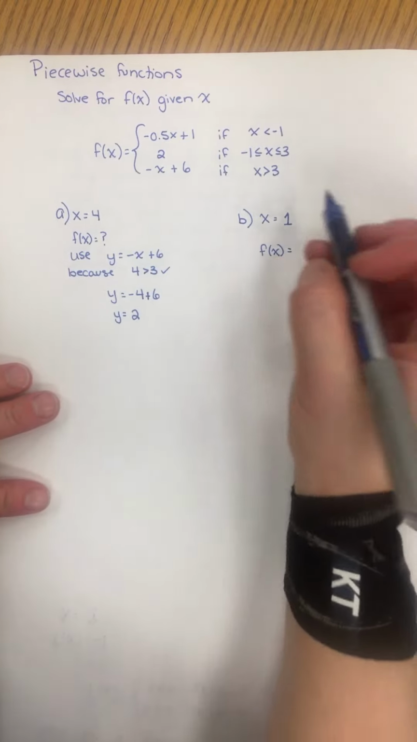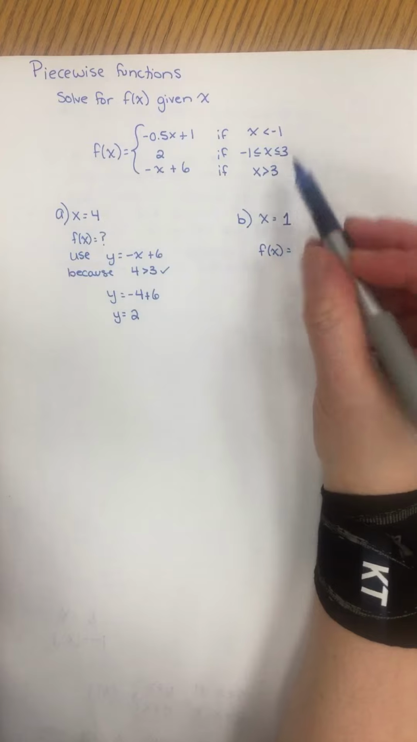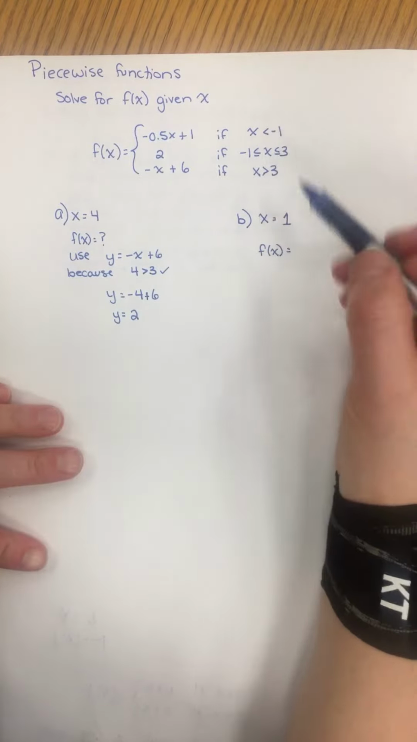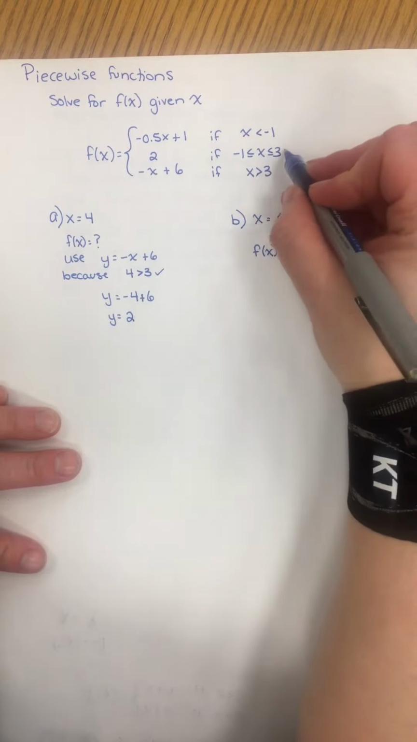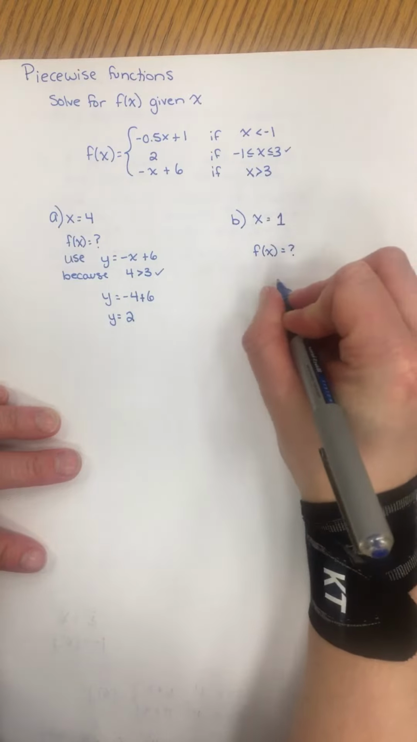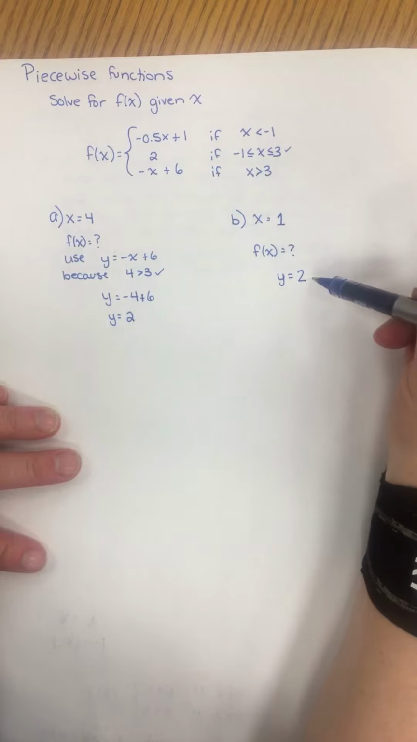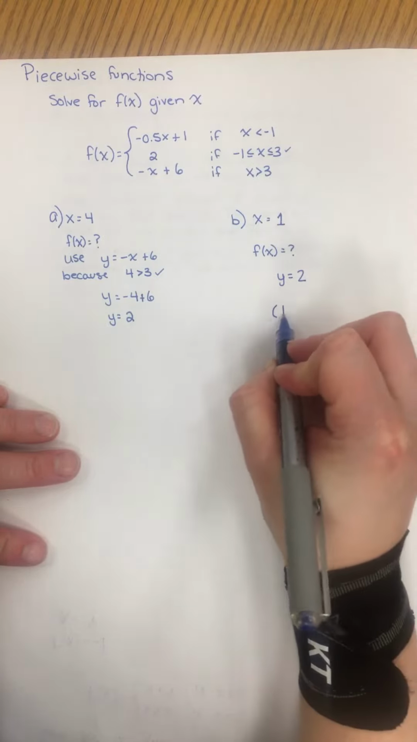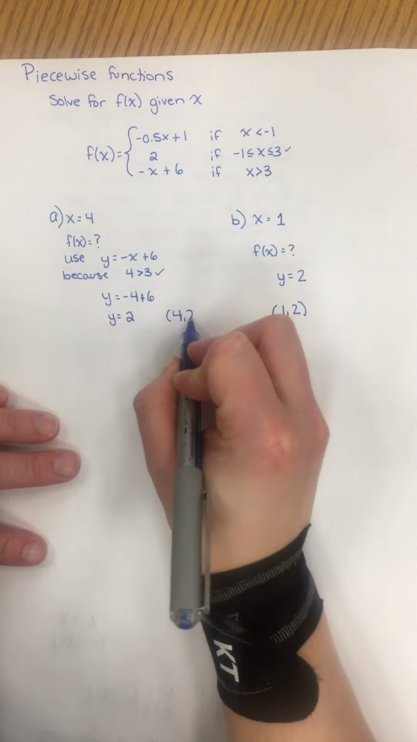Now my second example, I have x equals 1, and we're going to do the same thing. 1 is not less than negative 1, so it's not the first equation. 1 is between negative 1 and 3, so I'm going to use the second equation. So I'm going to use y equals 2, and since there's no x value, y is just equal to 2. So therefore the answer in this case is 1 and 2, and over here it is 4 and 2.